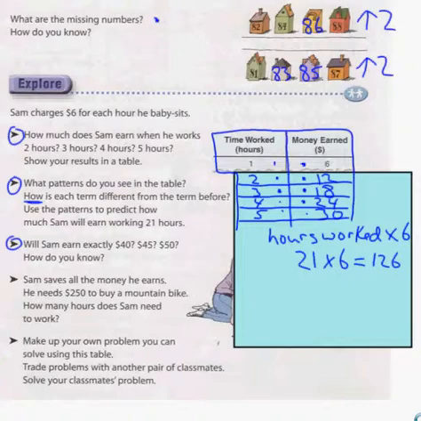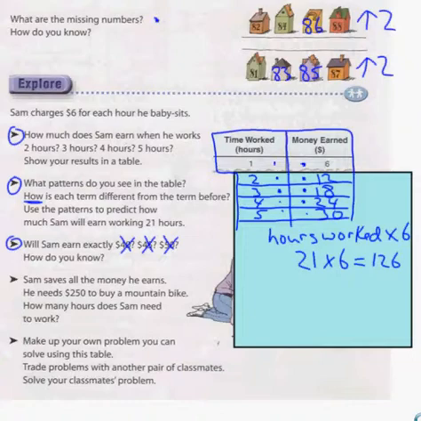6 times 6 is 36. 7 times 6 is 42. So that means he'll never earn 40. 8 times 6 is 48. So he'll never earn 45. And 9 times 6 is 54. So he'll never earn 50 exactly. Okay? So how do I know? Well, because I know my times tables.